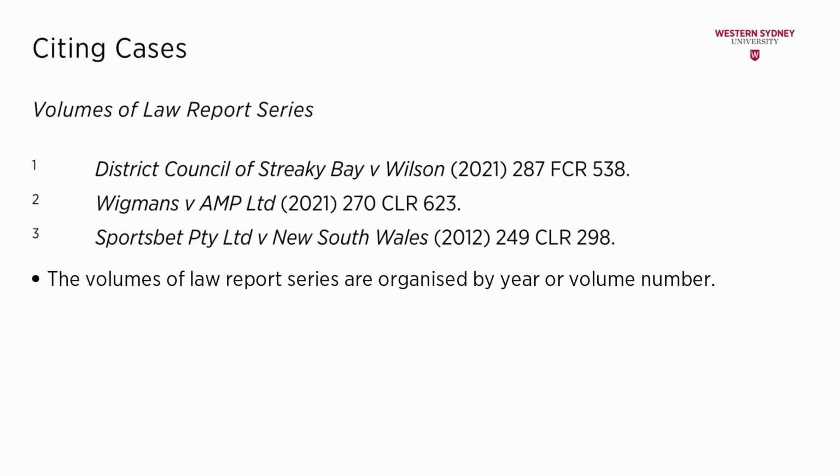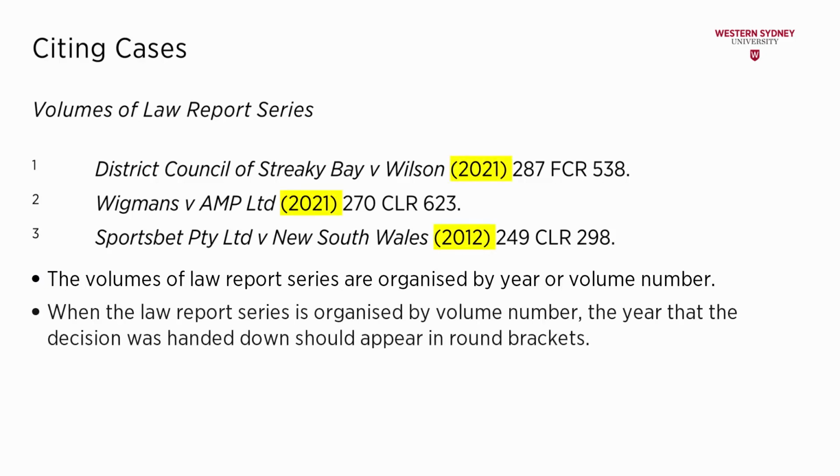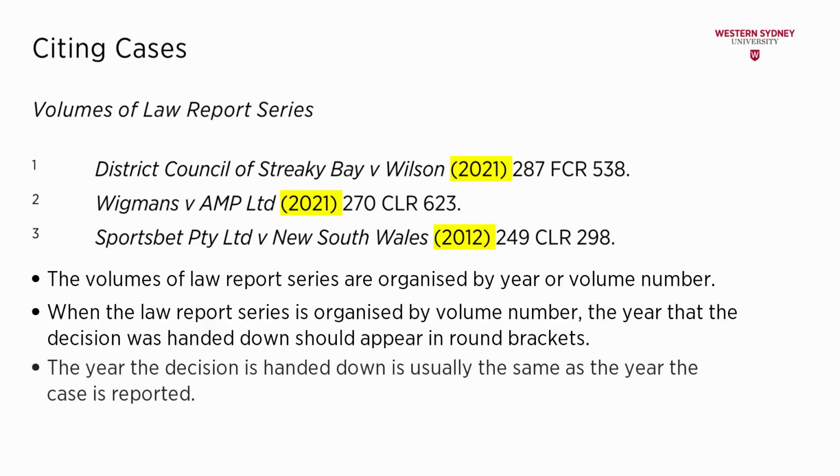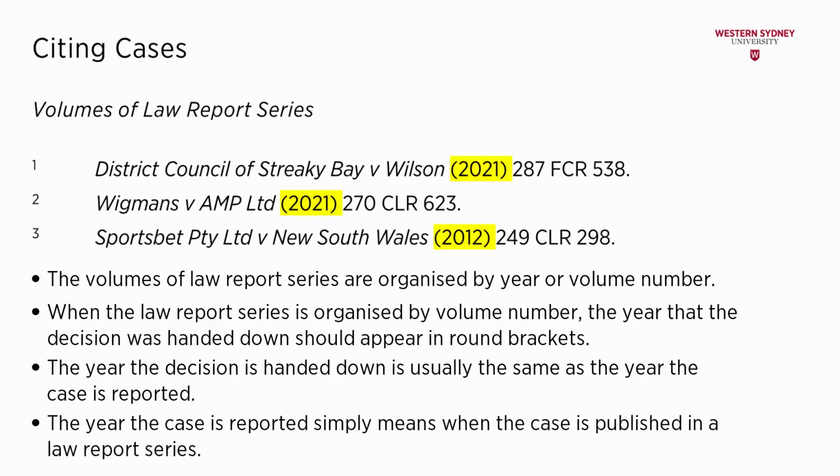The volumes of law report series are organised by year or volume number. When the law report series is organised by volume number, the year that the decision was handed down should appear in round brackets. The year the decision is handed down is usually the same as the year the case is reported. The year the case is reported simply means when the case is published in a law report series.